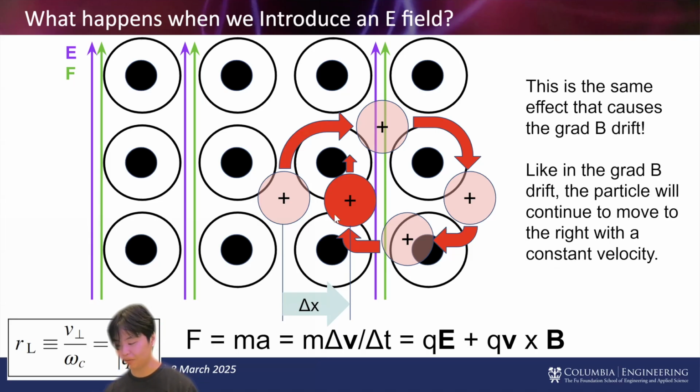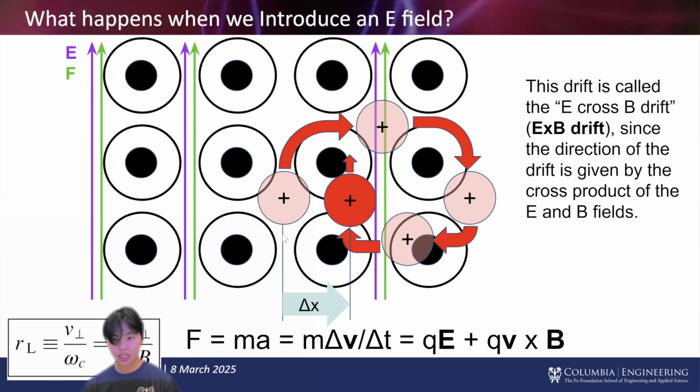Basically, this is a very similar effect to the grad B drift, right? My Larmor radius is just being changed slightly by my system. There's no inherent rocket attached to my particle. It's just outside factors affecting my Larmor radius. But instead of my B being affected, it is now my perpendicular velocity being affected. This movement to the right is still with a constant velocity, so the movement itself doesn't have acceleration. This is still considered a drift, right?